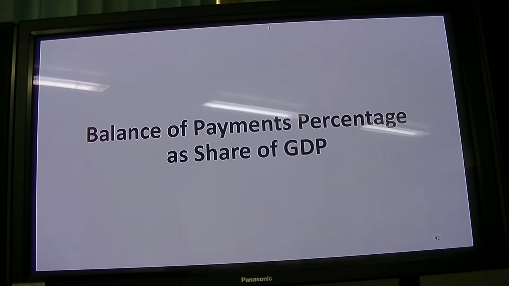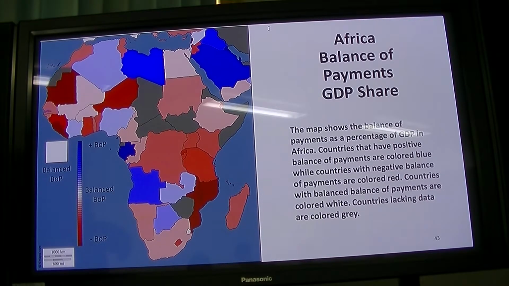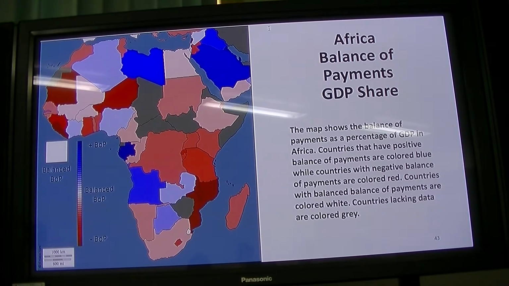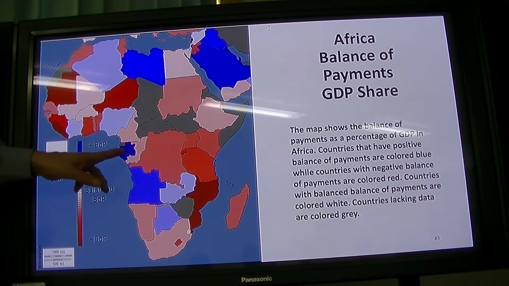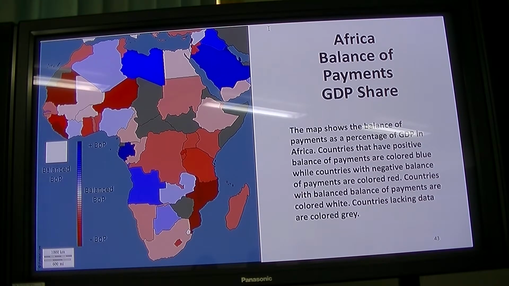So that's balance of payments as a share of GDP. In these charts, the blue is positive, red is negative. And again, in some of these pictures, you can see for Africa, we have some countries that are missing data.